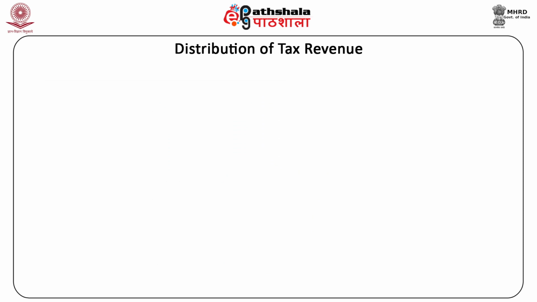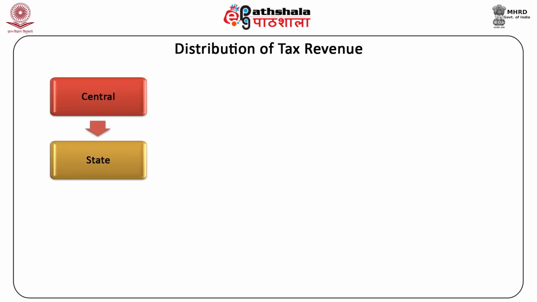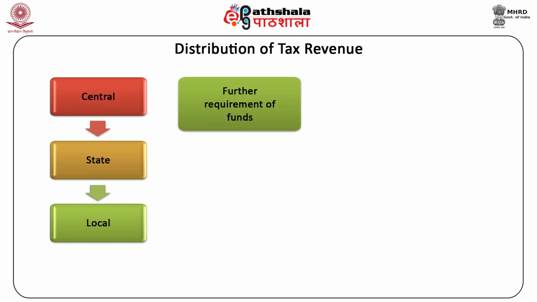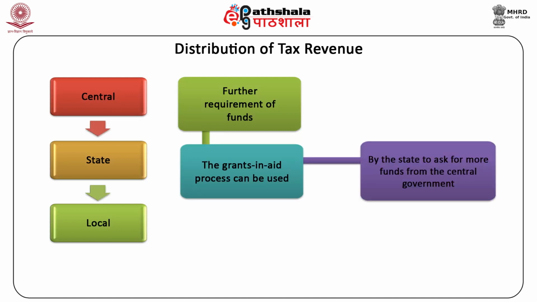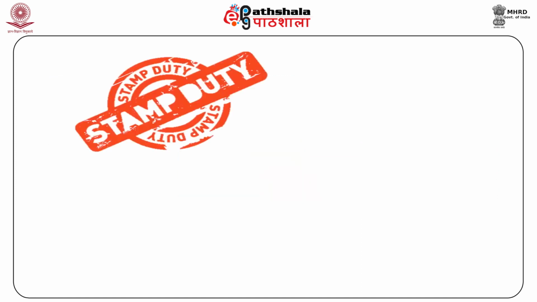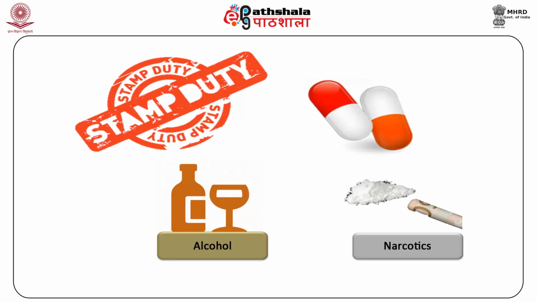Distribution of tax revenue. In India, taxes can be levied by different governments, central, state, or local, but there is a procedure of tax sharing which allows an equitable distribution of funds between the center and state. In case of further requirement of funds, the grants in aid process can be used by the state to ask for more funds from the central government. Stamp duties and excise duties on medicinal preparations containing alcohol or narcotics are levied by the union government but are collected and appropriated by the states.